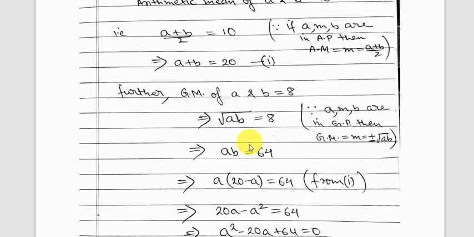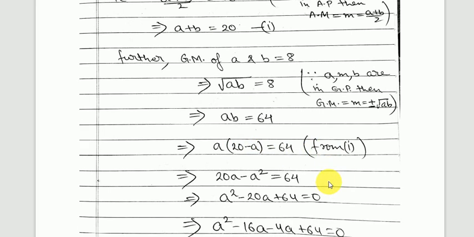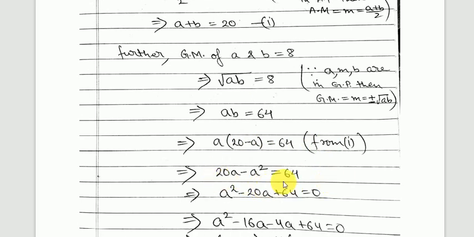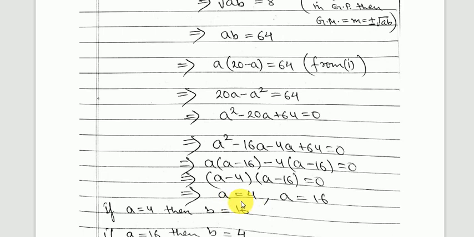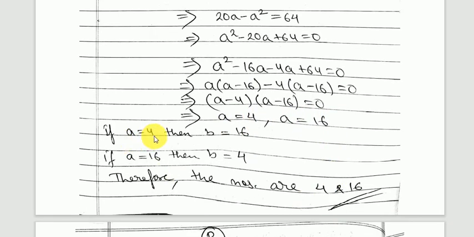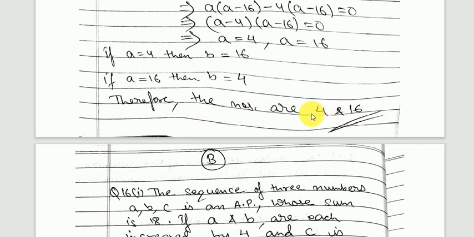Now from equation 1, I can write b in terms of a. So b can be written as 20 minus a. Simplify this and you get a quadratic equation, and you will get two values, a equal to 4 and a equal to 16. If you take a equal to 4, then b will be 16. If you take a equal to 16, then b will be 4. So the numbers a and b are 4 and 16. Those two numbers are 4 and 16, whose arithmetic mean is 10 and geometric mean is 8.